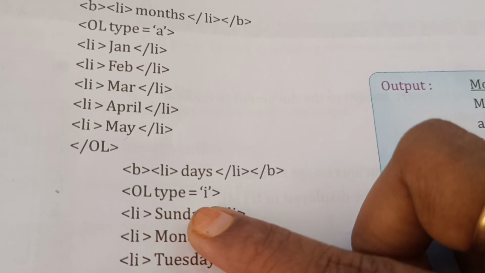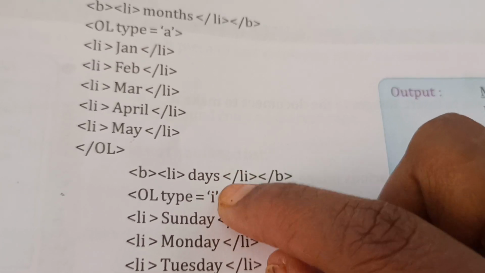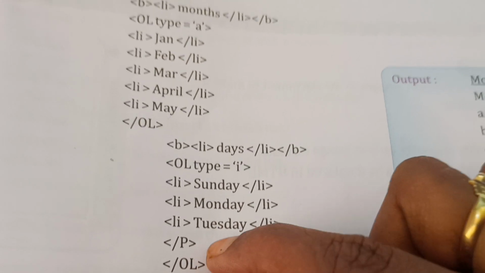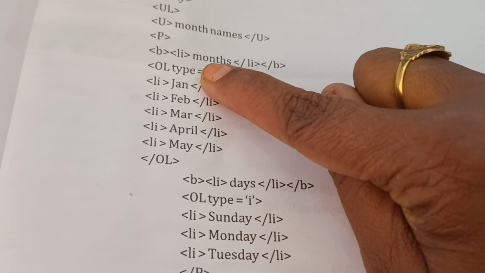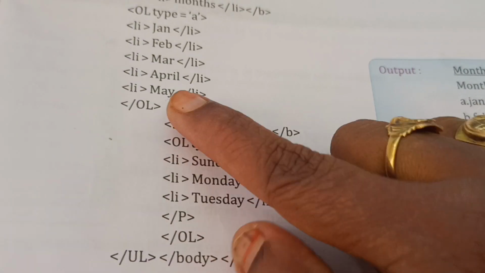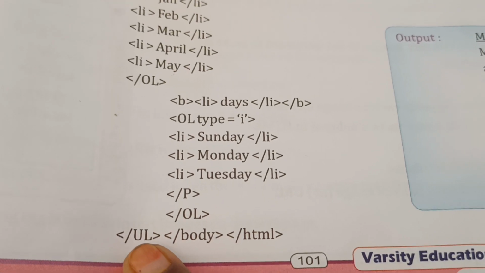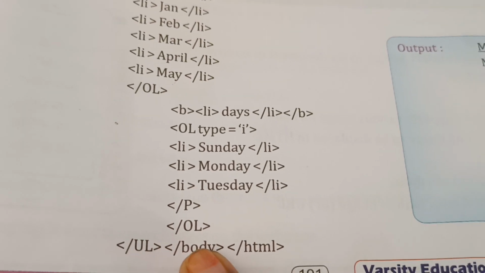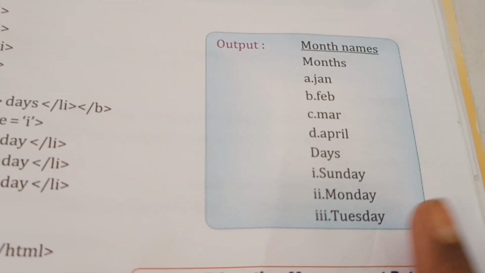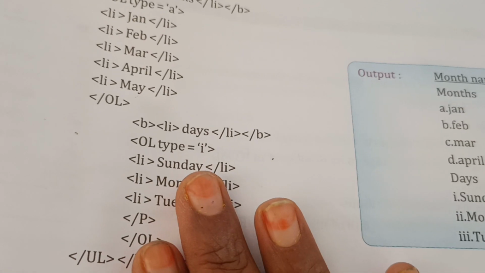See, for the ordered list I am giving here I. I means not the letter I, this one is a Roman number. Next, Sunday to Tuesday. Again, paragraph now closing. Paragraph where started, months before. Here closing bracket. Next, unordered list closing bracket. Here open, closing bracket. Now unordered list closing bracket, body closing bracket, HTML also closing bracket. Your output is like this. So now in this program, completely practically.